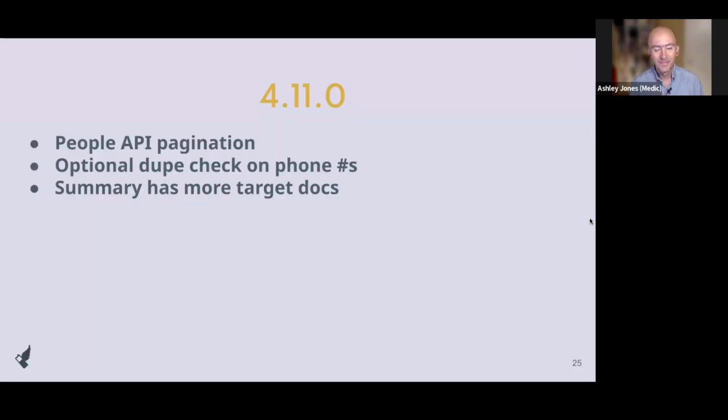Next slide, please. I'm going to cover the two most recent releases, starting with 4.11. 4.11 includes these three highlights: the People API pagination, optional duplicate check for phone numbers, and summary has more target docs. So I'll dive into each of those some more here.